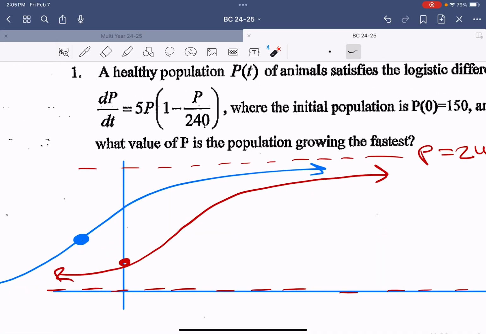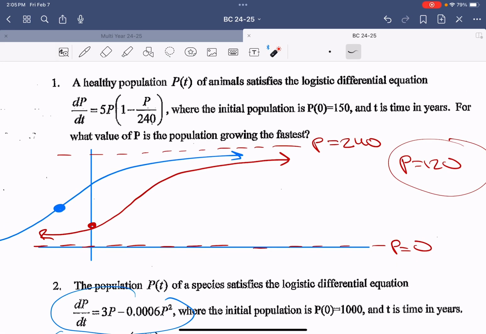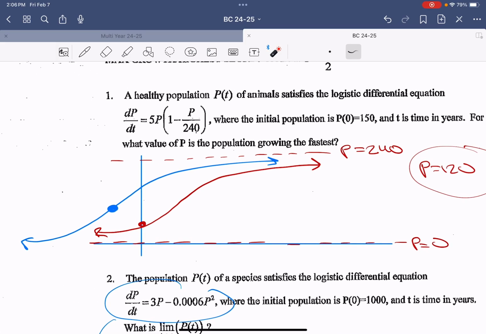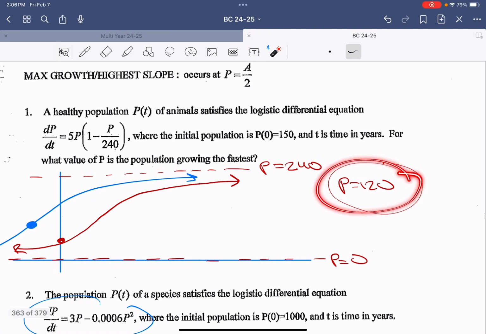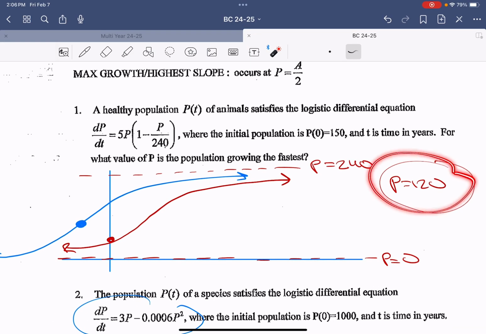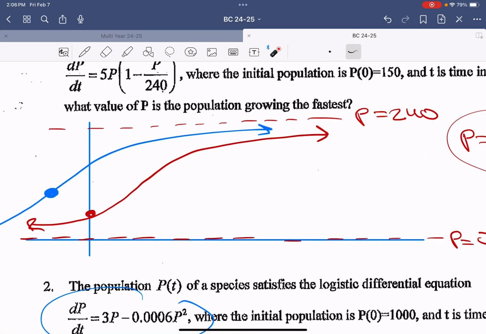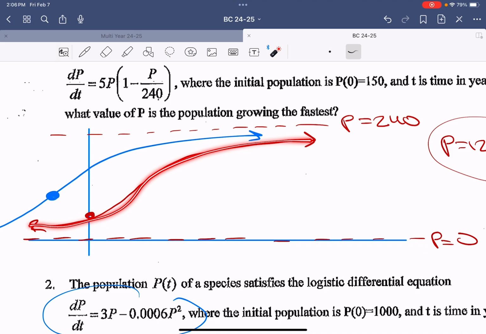And what most people saw was, oh, the asymptotes are P equals 0 and P equals 240. P equals 120 is where the inflection point occurs. And then P of 0 equals 150. That just means this y-intercept. So the first thing I did was look at the red. I just threw the red thing down. I was like, okay, well, this is 150 here. And then the inflection point has to occur at P equals 120.